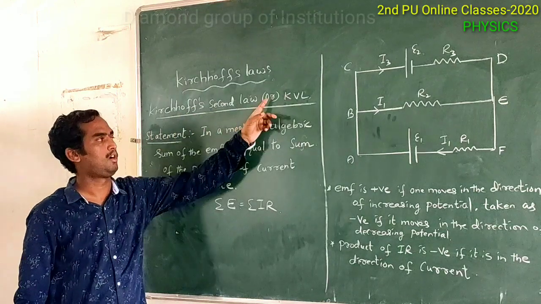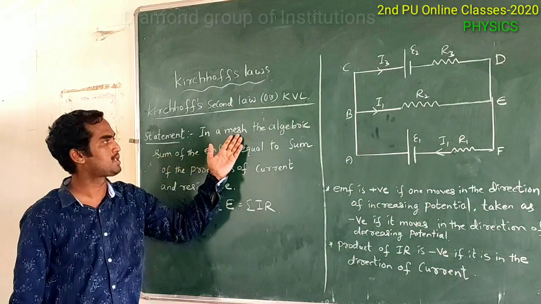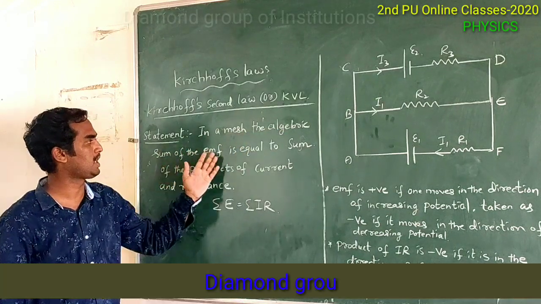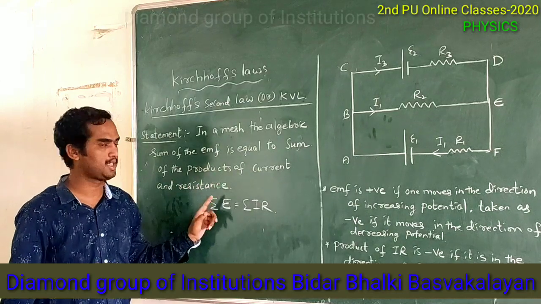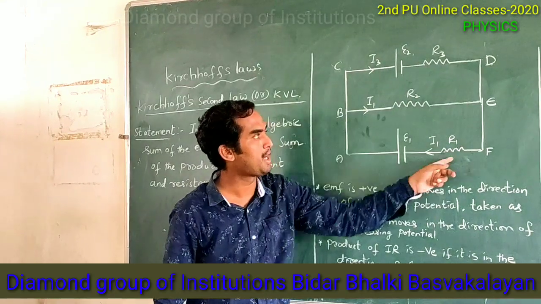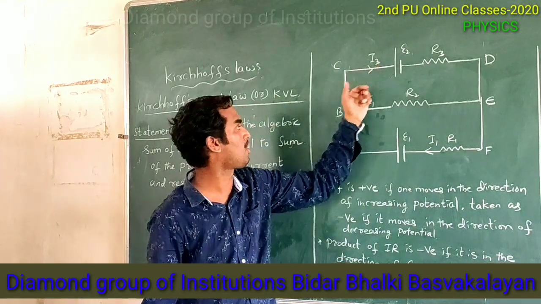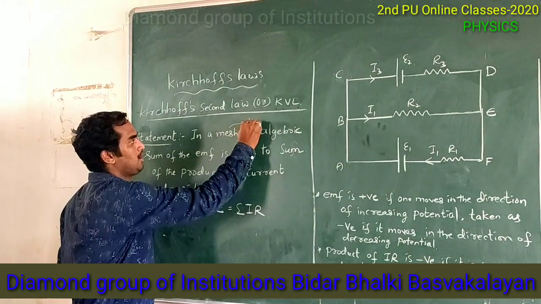Kirchhoff's second law, or Kirchhoff's voltage law. The statement is, in a mesh, the algebraic sum of the EMF is equal to the sum of the products of the current and the resistance. And what is meant by a mesh? The closed path for the flow of current is called a mesh, or it is also called a loop.